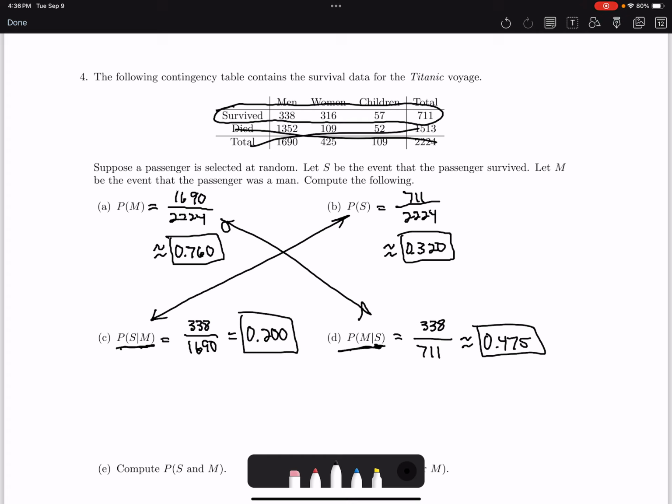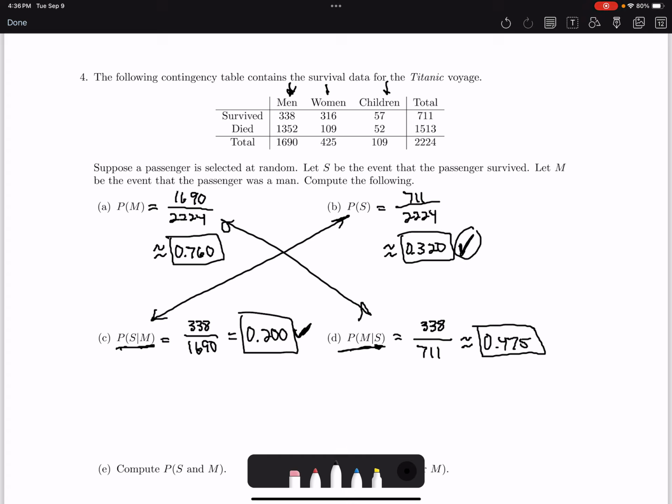In other words, whether or not you survived depended on which of these groups you belonged to, okay? If you were in the male group, then the likelihood that you survived is smaller, right? It's smaller than it is generally. So this is how likely it is for someone to survive generally. This is how likely it is for someone to survive if they were a man, right? Much smaller.